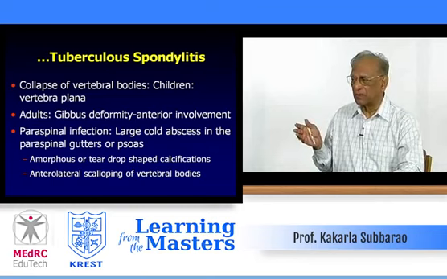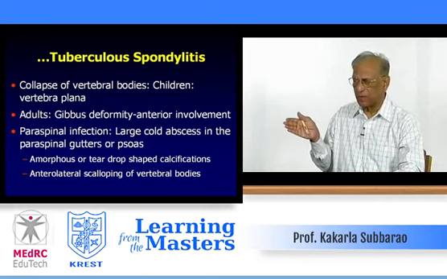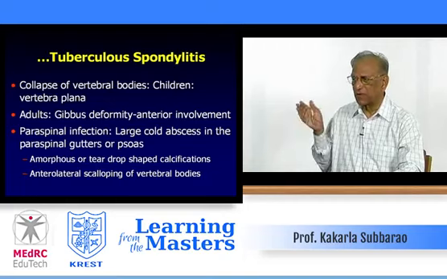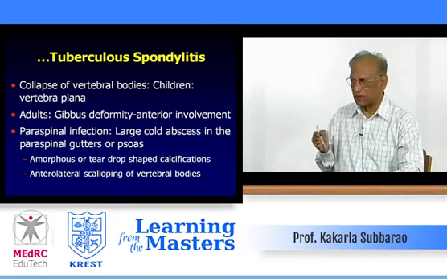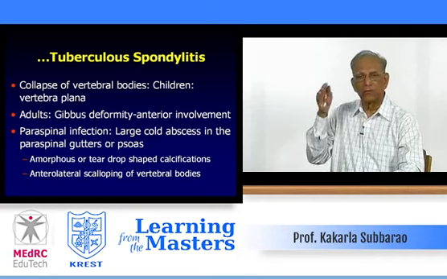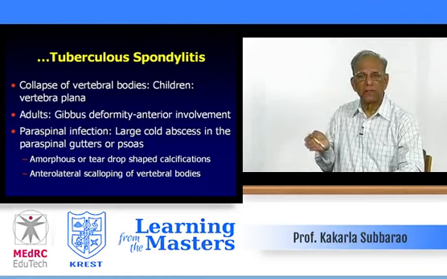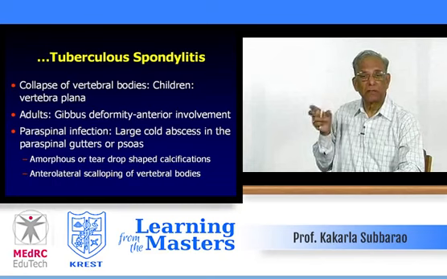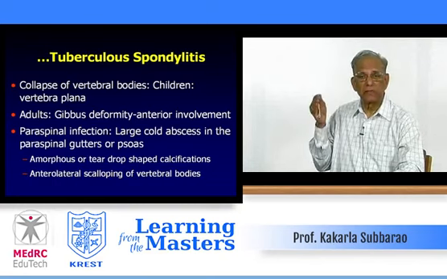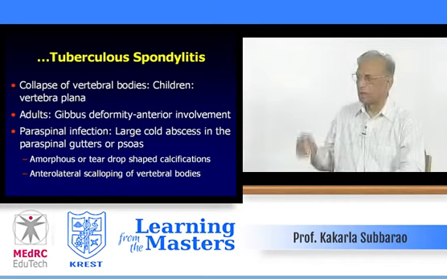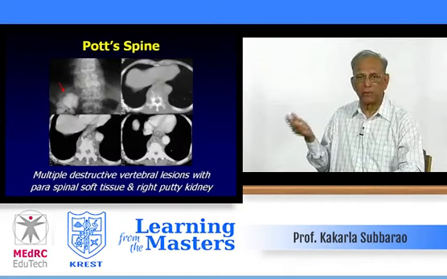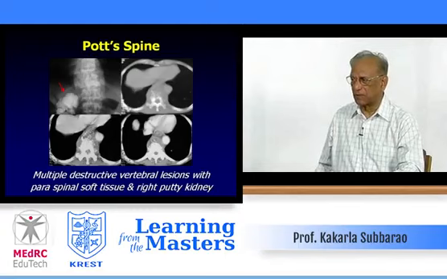Adults, gibbous deformity and anterior involvement is more common. Paraspinal infection, large cold abscess, that is characteristic of tuberculosis of the spine. In the paraspinal gutters or in the psoas, amorphous or teardrop shaped calcifications may be seen if it is chronic. Anterolateral scalloping of vertebral bodies. If there is a prevertebral abscess, it may scallop the anterior border, or the abscess may spread posteriorly, compressing the spinal cord, producing paraplegia. Pott's spine is the tuberculosis of the spine with paraplegia. Pott has described it a long time ago.